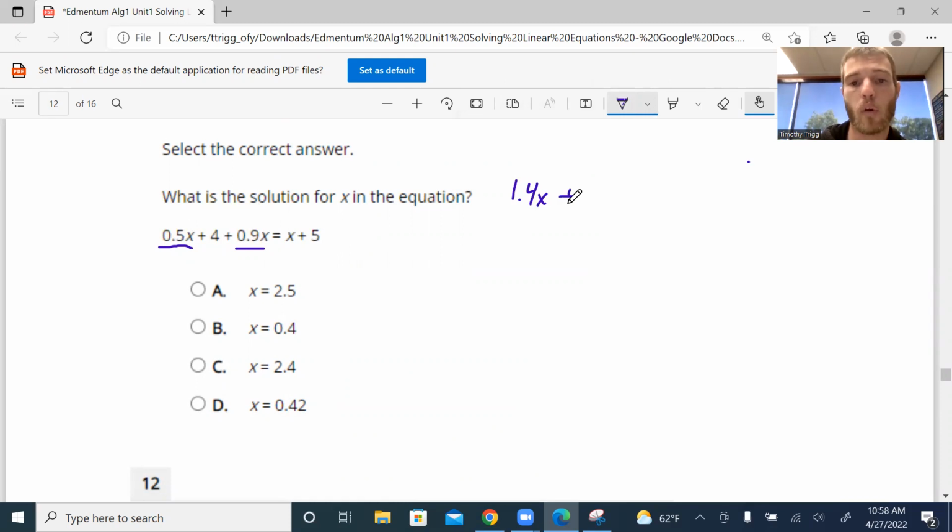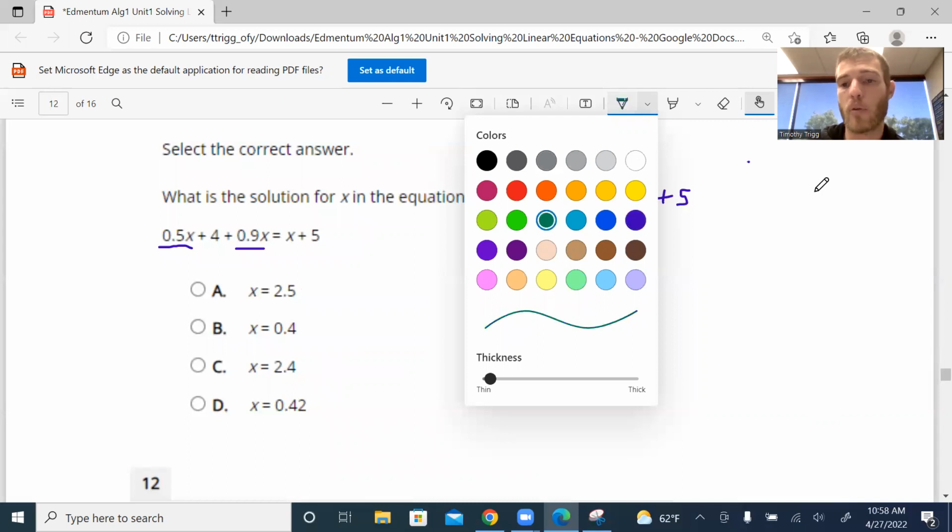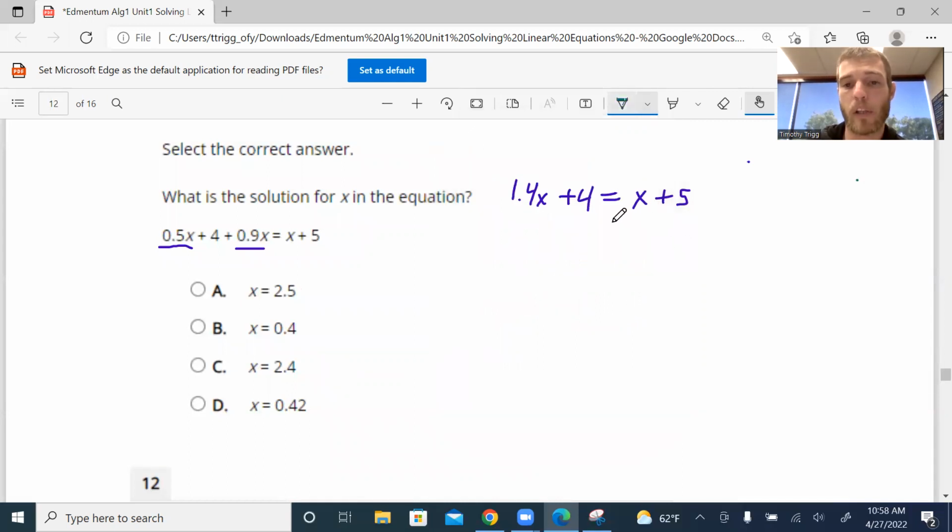We also have a plus 4 over there on the left side. On the right side, we have an x plus 5. Notice here we have x's on both sides of the equation. We generally don't like that, so we're going to go ahead and subtract x from both sides of the equation. You could think of this as 1x, if that helps you. 1.4x minus 1x is 0.4x. We also have a plus 4. On the right side, we have a 5. Okay. Go ahead and see if you could finish solving it from there.